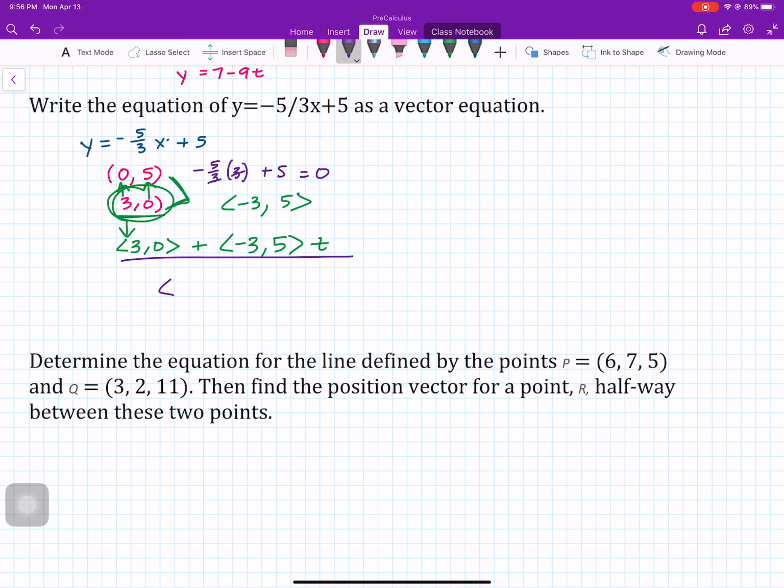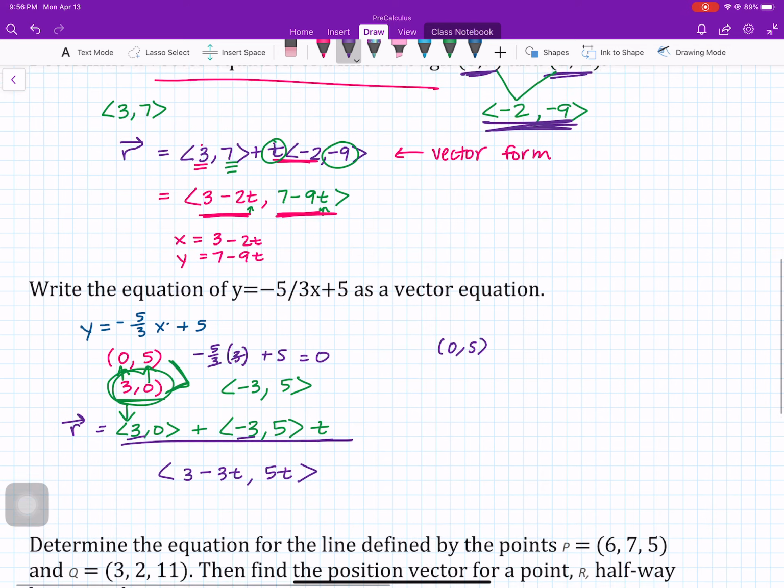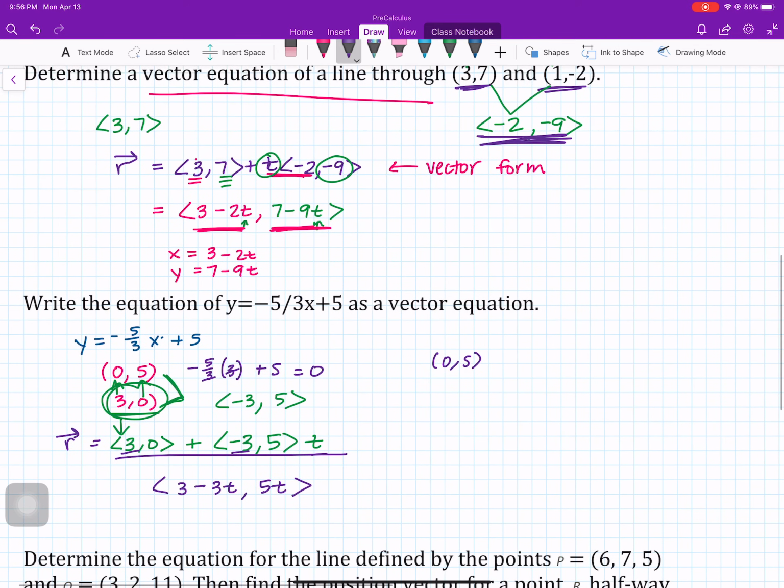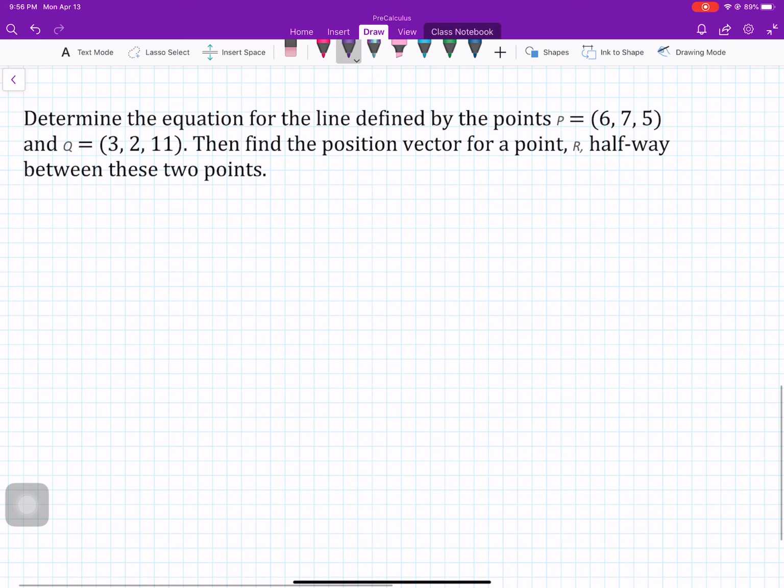So this could be your equation. Your resulting vector would be this. Or you could express it as 3 minus 3t, and then 0 plus 5, which would just be 5t. And again, there are lots of versions of this. If you would have said (0, 5) is your initial point, then you would have had a couple different answers. The next one, you can also do these in 3 dimensions.